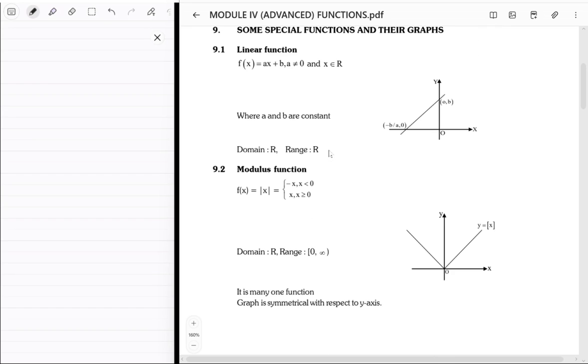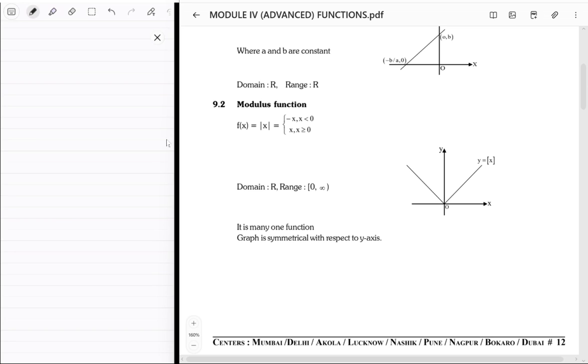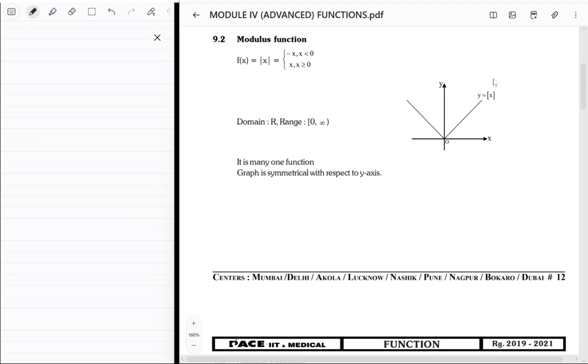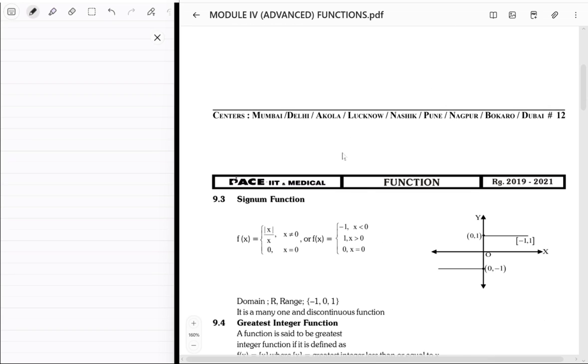Some special functions and their graphs. Linear graph. Okay, whatever. Modulus function. Right. I mean, this is something you will be using a lot. The graph of the modulus function. Those other graphs, not so much. But this, yes, you will be using. Along with the step function as well.